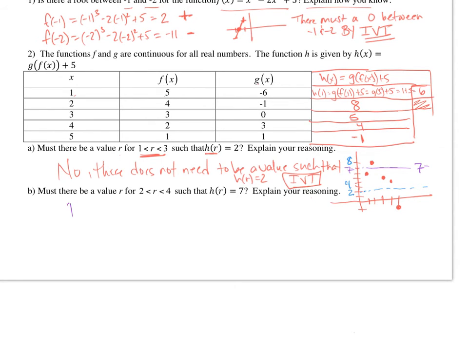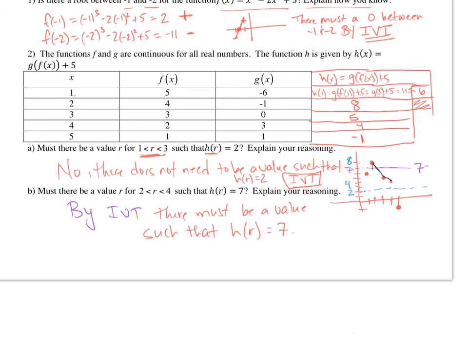So in this case, again, by IVT, there must be a value such that h of r equals 7. And again, we showed it. So if I connect from here down, this is at 2, here's at 4. If I connect, I must cross this 7. So no other way. IVT says I have to cross it. So yes, there must be a value there.